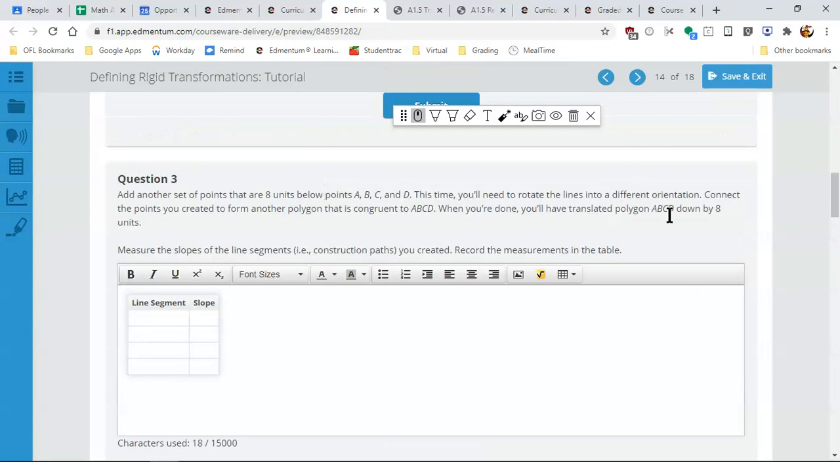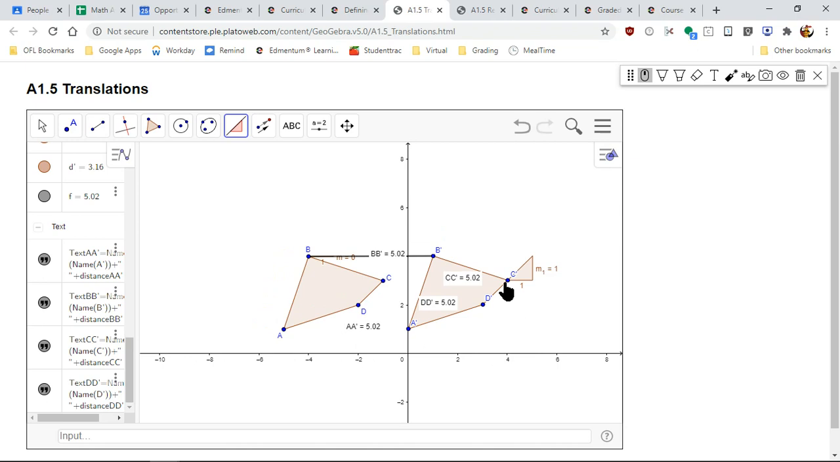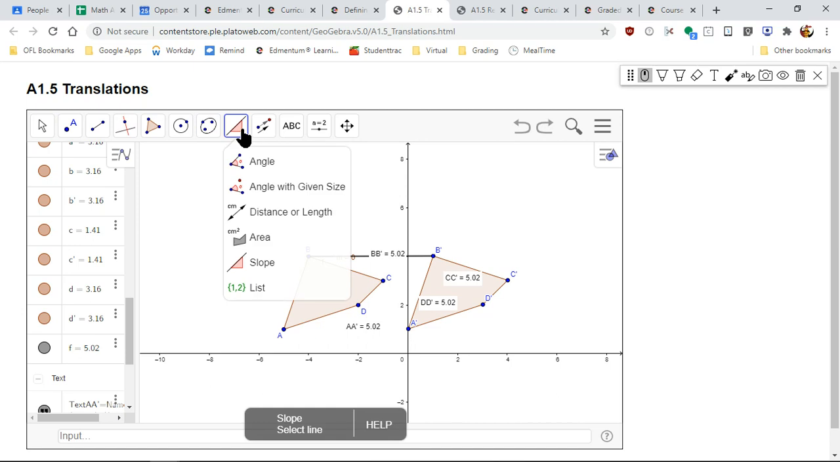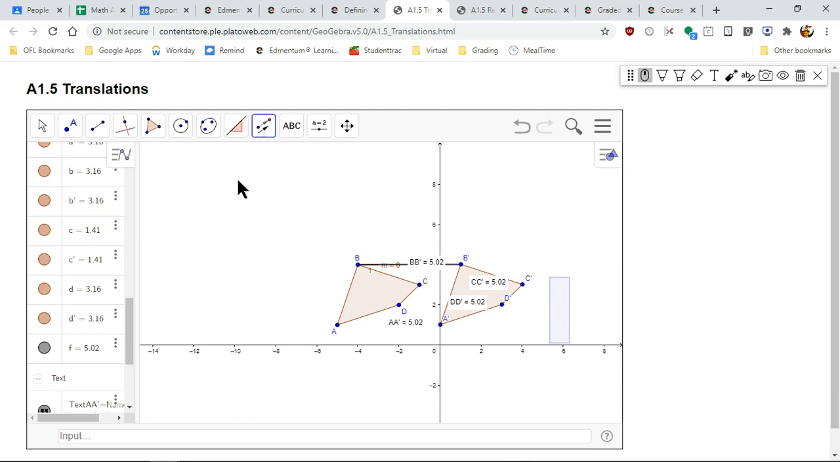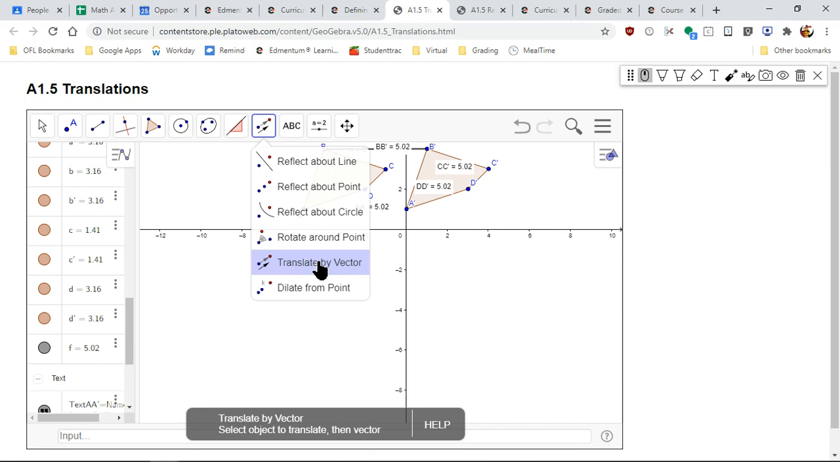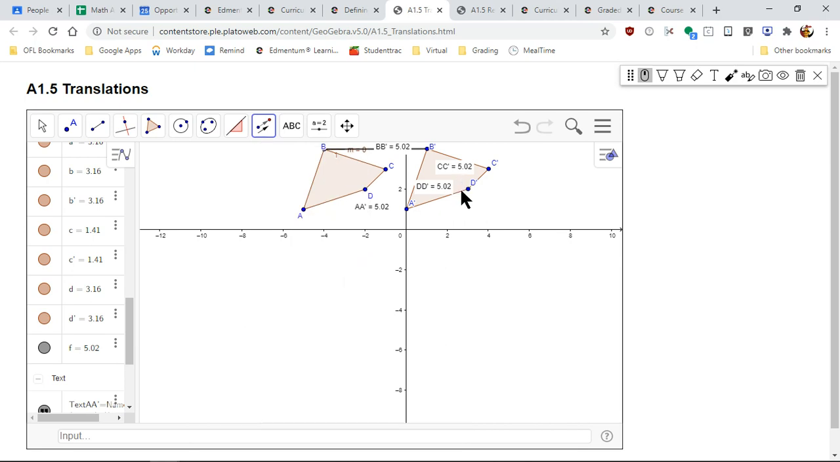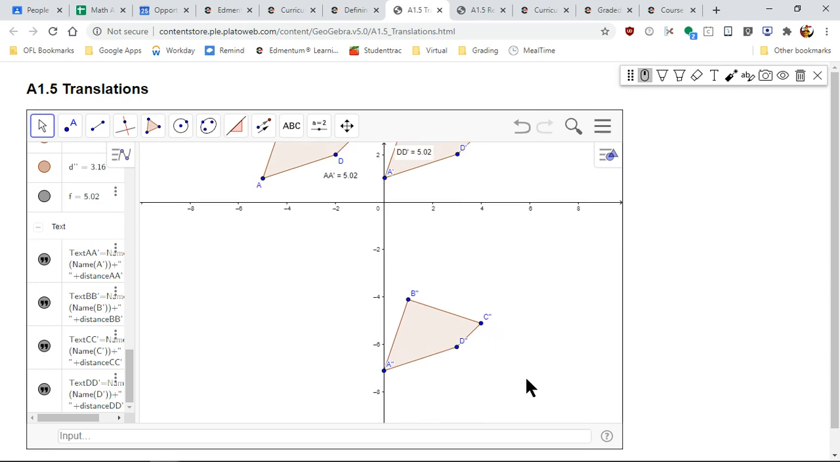Now what they want us to do is they want us to move 8 units down. So when I'm looking at this, I want to move 8 units down. So I'm going to go from 1 all the way to -8. So I'm going to use my translate by vector, and I'm going to move this down 8 units. So I'm going to grab this, translate by vector, and I'm going to move this down to -7, right there.